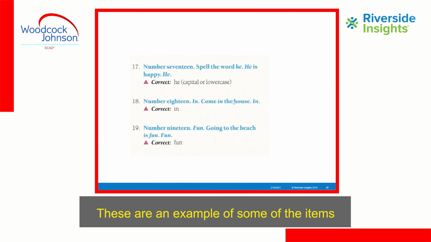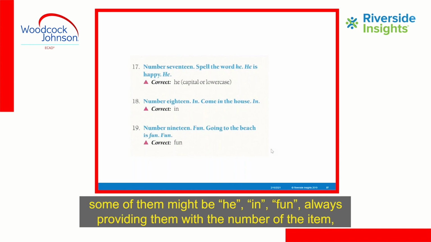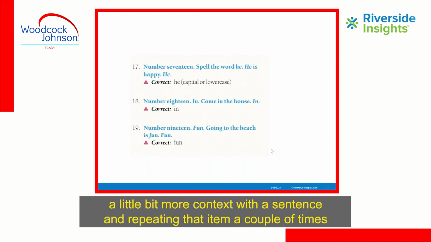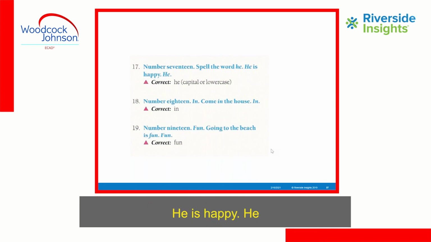These are an example of some of the items once the student starts getting into the section of writing actual words. Some of them might be he, in, fun, always providing them with the number of the item, a little bit more context with a sentence, and repeating that item a couple times just to make sure that they hear it. So number 17 is spell the word he. He is happy. He.